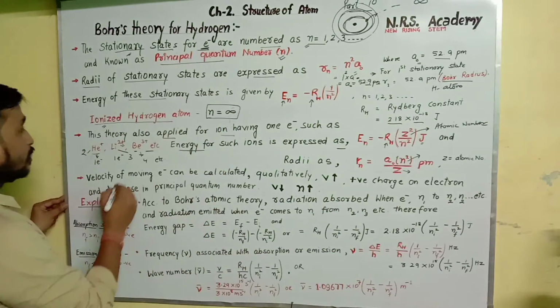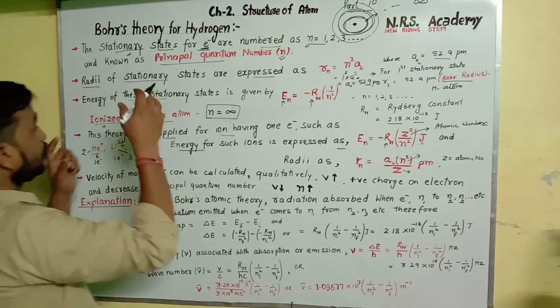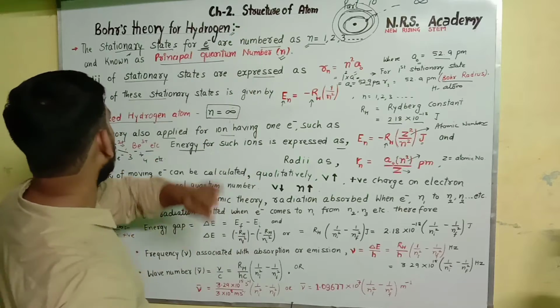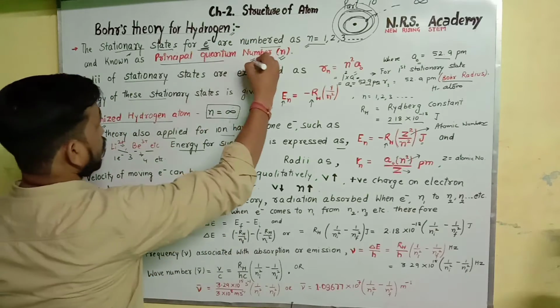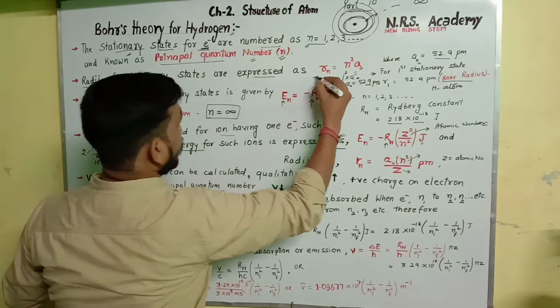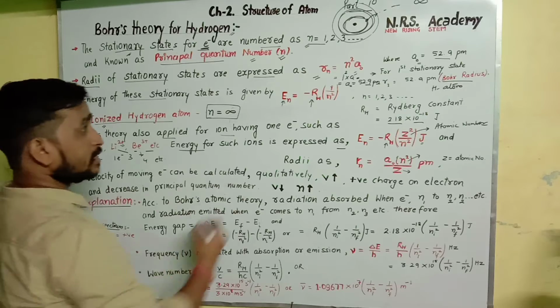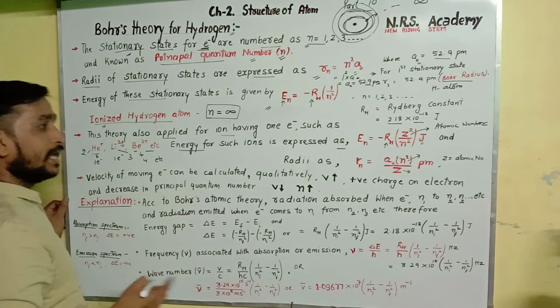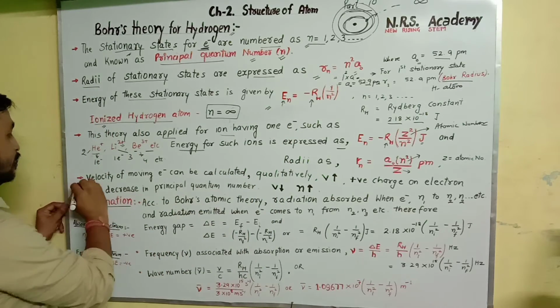Now if we talk about the hydrogen atom, we have these terms. The very first is the principal quantum number. Second is the radii of a particular stationary state. Next is the energy. And lastly we have the velocity.